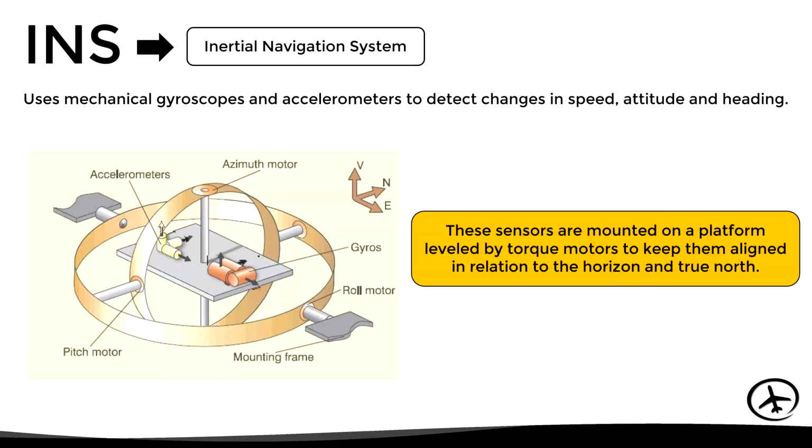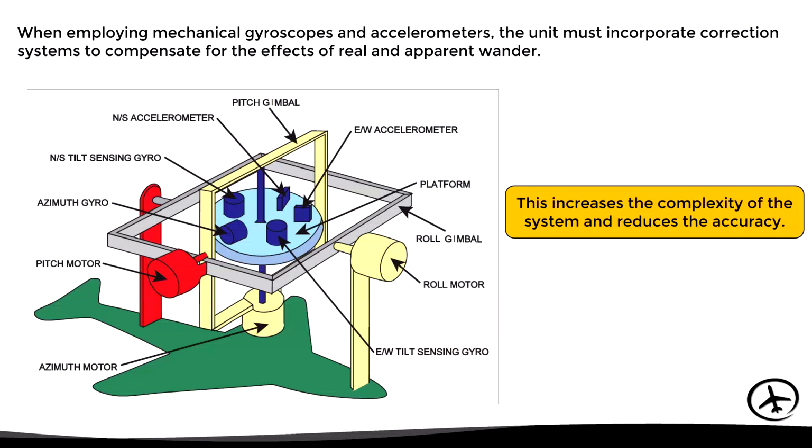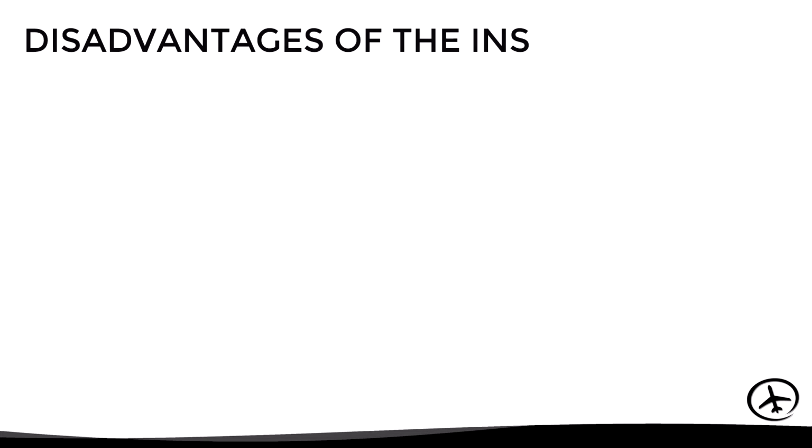true north. Now, since this system employs mechanical gyroscopes and accelerometers, the unit must incorporate correction systems to compensate for the effects of real and apparent wander. In this video we will not talk about the correction systems used by the INS. However, we must say that this increases the complexity of the system and reduces the accuracy in general, which implies a higher drift rate. Taking all this into account, we can summarize the disadvantages of the INS.